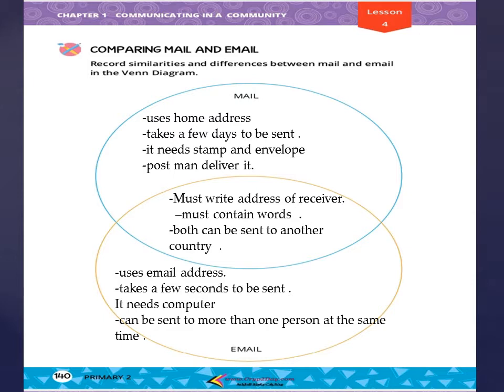In mail and email, the similarities number one, must write address of receiver.